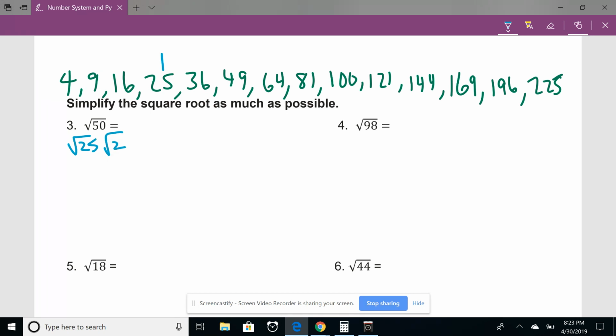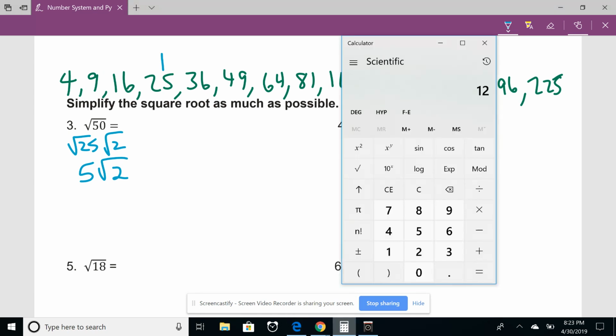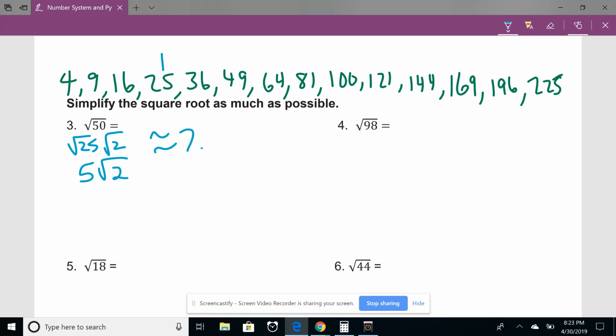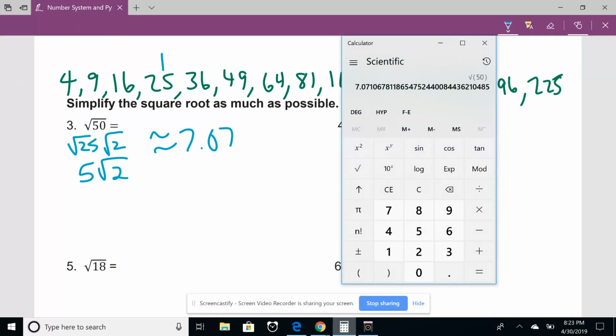Now we know the square root of 25 is 5. The square root of 2 we can't simplify, so we just leave it square root of 2. Now, to double check my answer, I'm going to put it in the calculator. The square root of 50 is about 7.07. Now, if I do 5 times the square root of 2, that's the same thing, 7.07. So that's a good way to check your answer at the end.